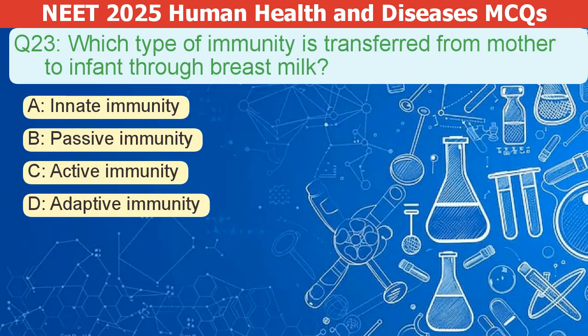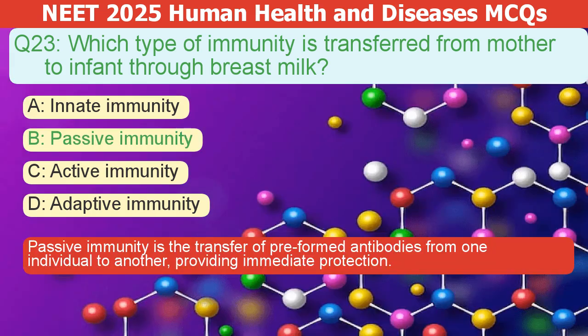Which type of immunity is transferred from mother to infant through breast milk? A. Innate immunity. B. Passive immunity. C. Active immunity. D. Adaptive immunity. The correct answer is B. Passive immunity is the transfer of preformed antibodies from one individual to another, providing immediate protection.